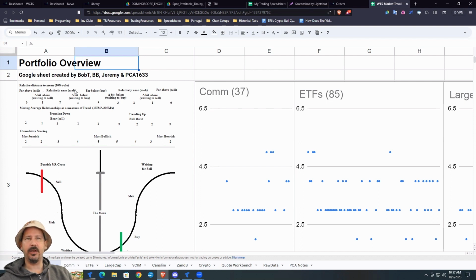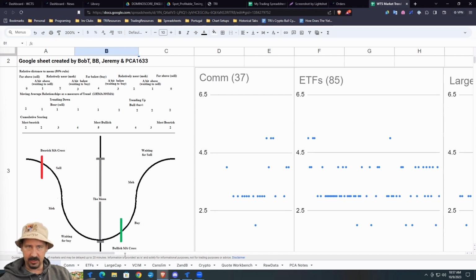So relative near, right? If it's way below the 50% level, then it's going to get a bullish score. And this just basically oscillates back and forth. Are we above the 50% level? Are we below the 50% level? And this is basically the way assets move. They oscillate back and forth.